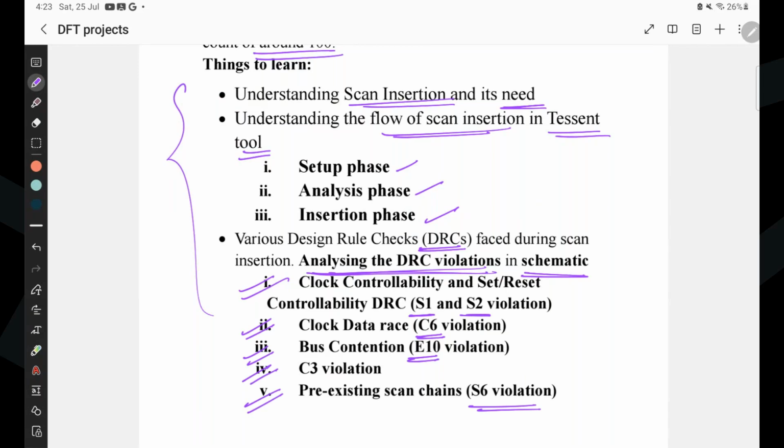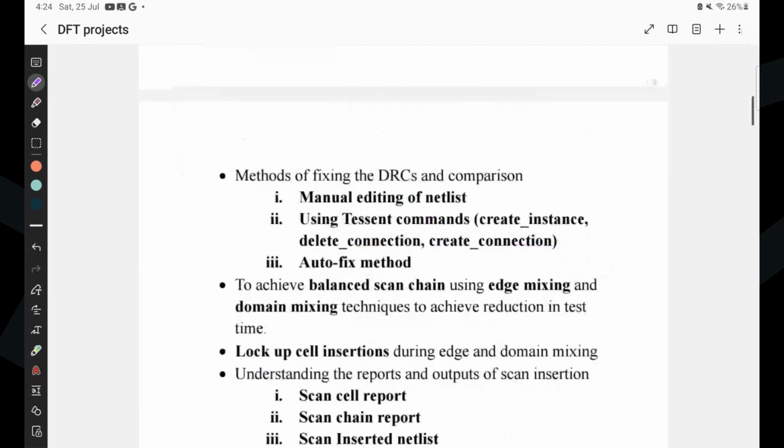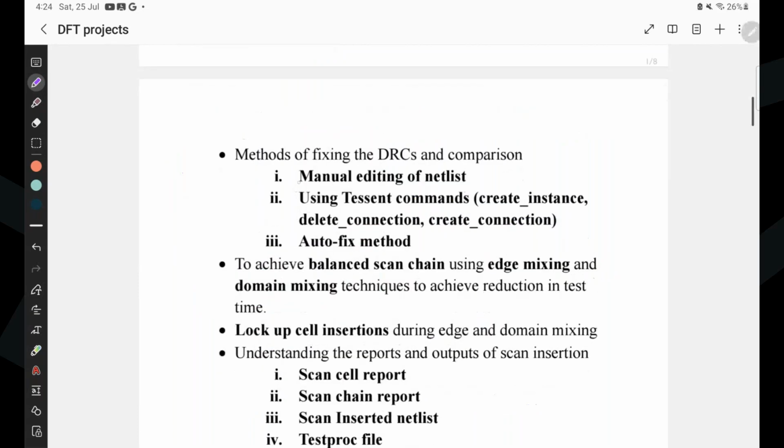We will be analyzing all these DRC violations in the tool schematic. And then you will have various methods with which you can resolve the DRC violations.